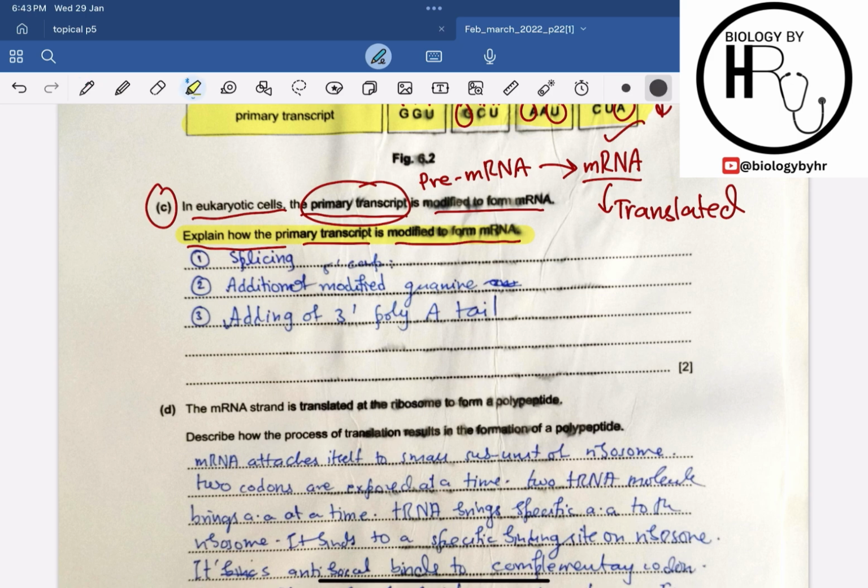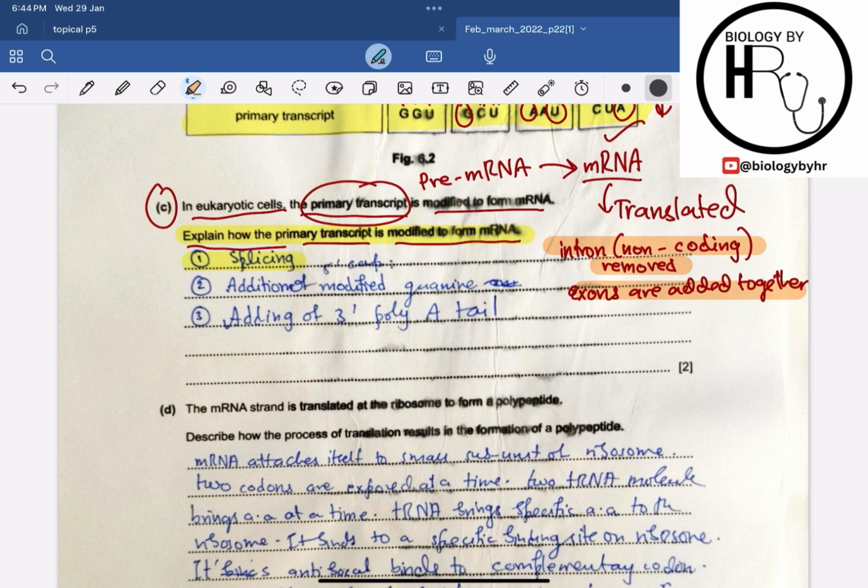Now it can be modified in number one way, that splicing can happen. Splicing, what is splicing? Basically in the splicing what happens is that the introns, which are the non-coding regions, on the pre-mRNA are removed, and the exons, which are the coding regions, are joined together, right? Introns are removed, which are the non-coding sequences, and the exons are added together. So the splicing happens, right?